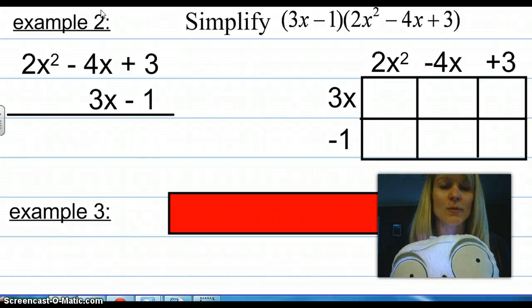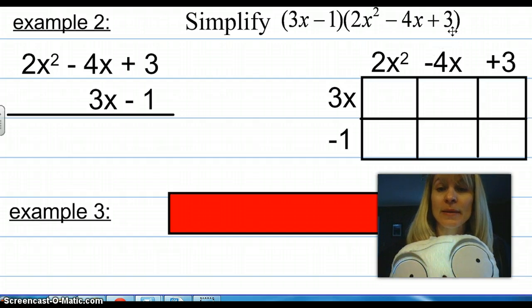Okay, so yesterday we worked on how to multiply binomials. We talked about two methods, the FOIL, the distributive, or using the box method. Tonight we want to talk about multiplying a binomial, two terms, times a trinomial, because this has one, two, three terms.